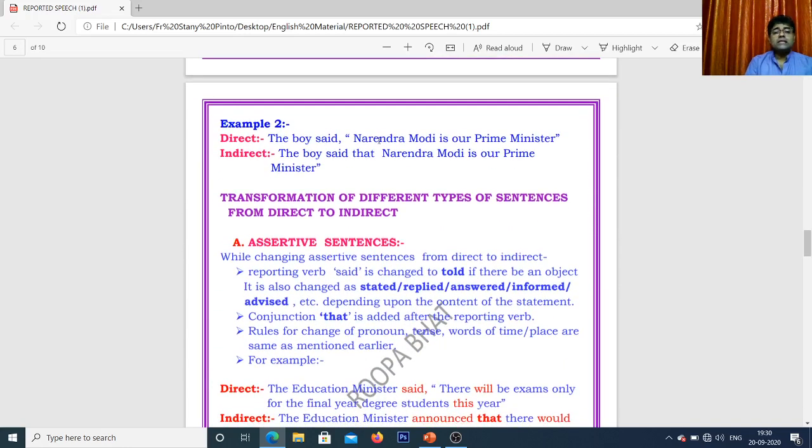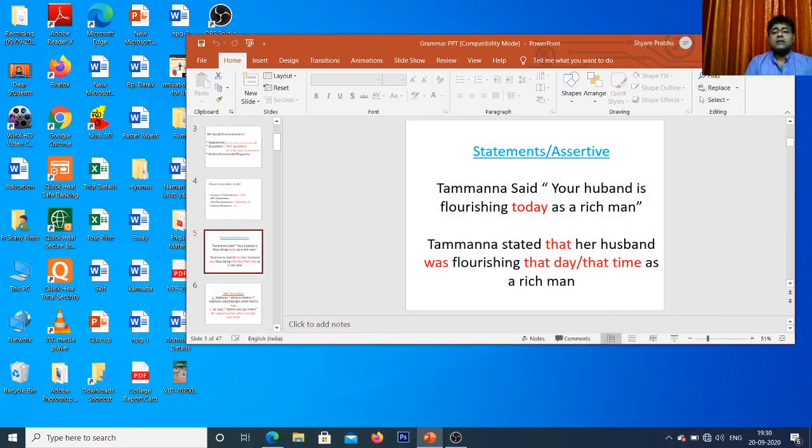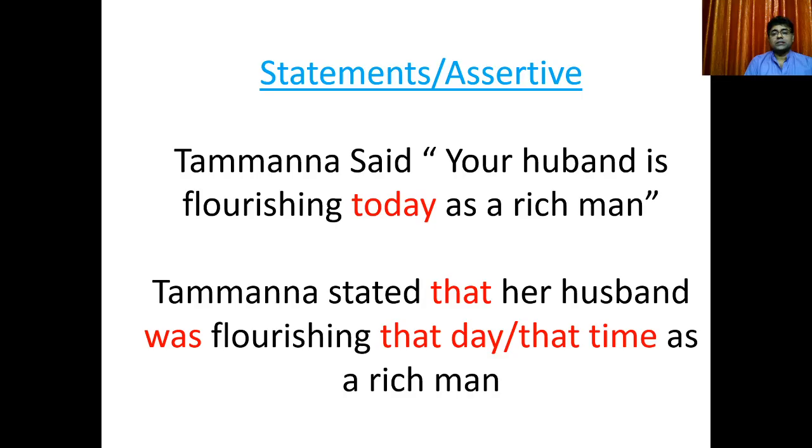Or the boy said Narendra Modi is our Prime Minister. So this cannot be Narendra Modi was our Prime Minister. Why? It is relevant today. The boy said that Narendra Modi is our Prime Minister. It is true even now. Okay. So with this, we end with the rules and we now go for practice, and all that we have heard, things will become very clear for us.